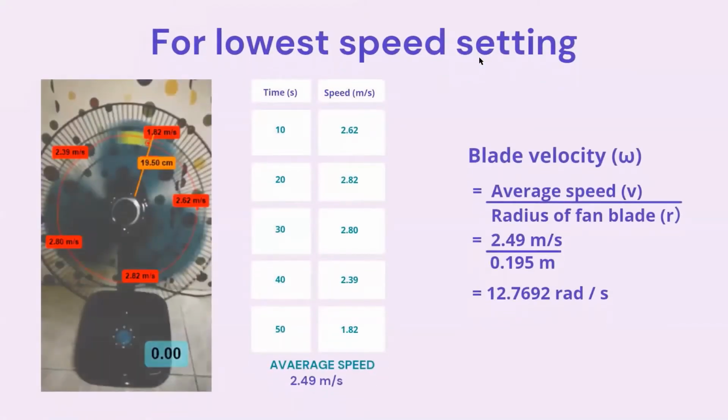After the analysis, we can determine the speed in every 10-second time interval. The average speed of the fan blade is 2.49 meters per second. Next, by dividing average speed by the radius of the fan blade, we get 12.7692 radian per second for the blade velocity at lower speed setting.